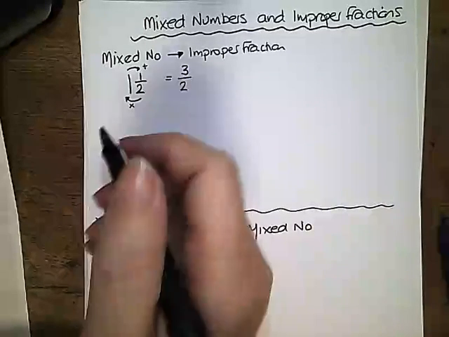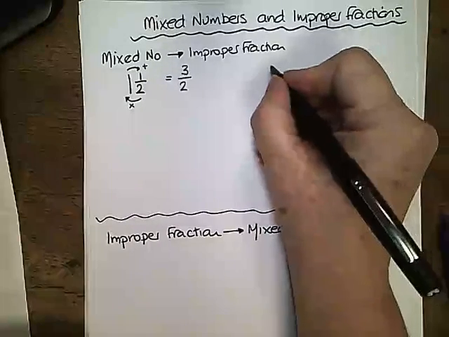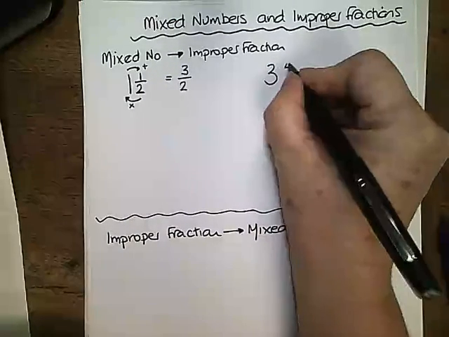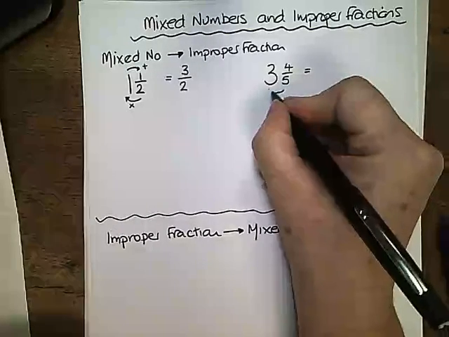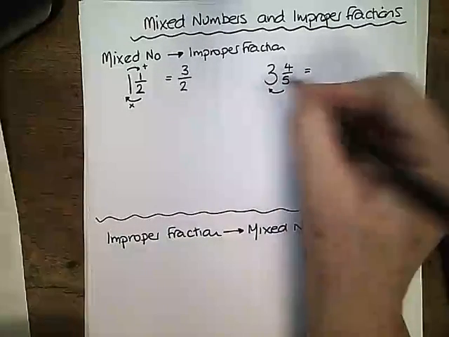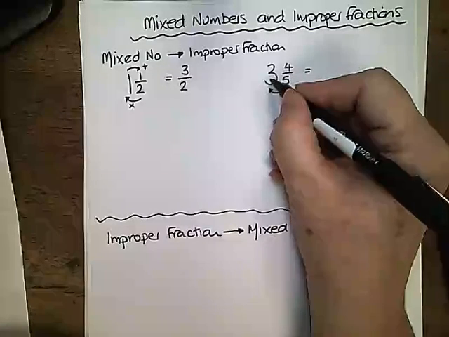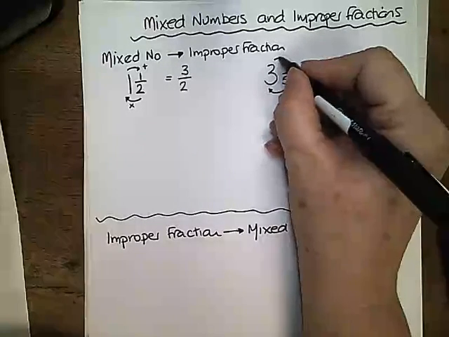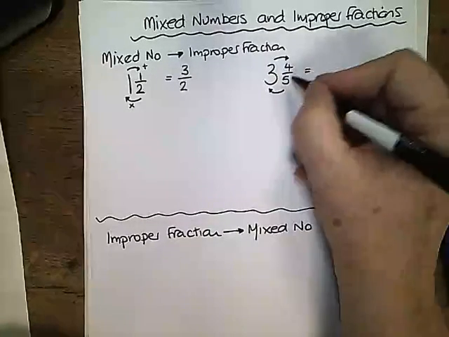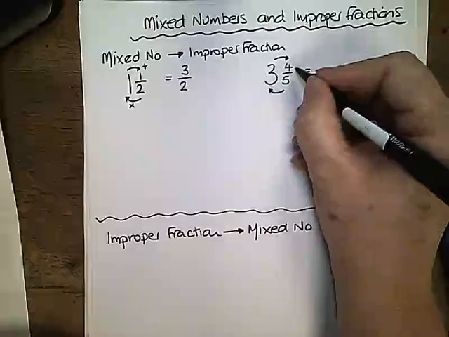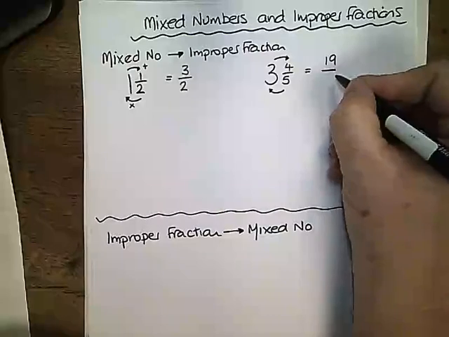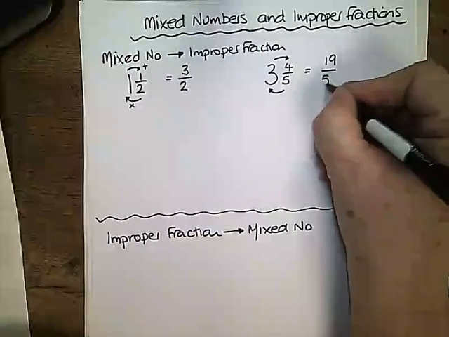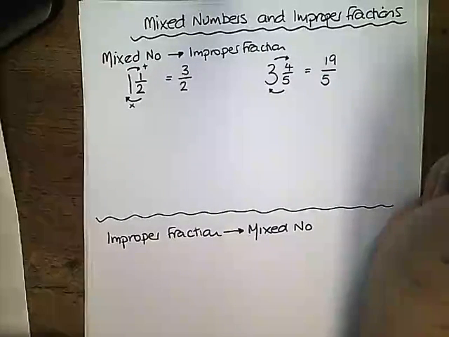Let's have a look at another one. So if we have 3 whole ones and 4 fifths, how many fifths are there in 3 whole ones? So 5 times 3, which is 15. And then we have an additional 4, so 15 plus 4 is 19, and what sort of fraction are they? They are fifths, so 19 over 5.